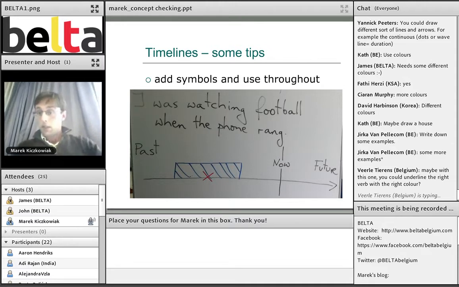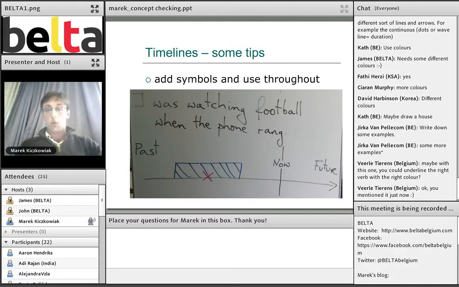Yes, I'll definitely do that, Verla. And I didn't do it here because I'd probably first ask my students what do they think, which action is represented by which color, and then I would underline it.